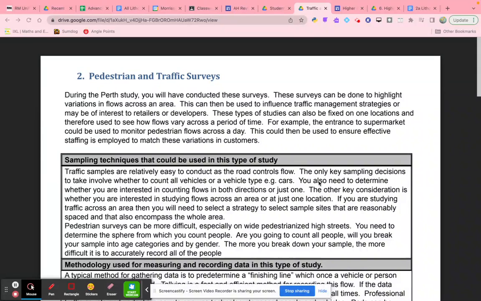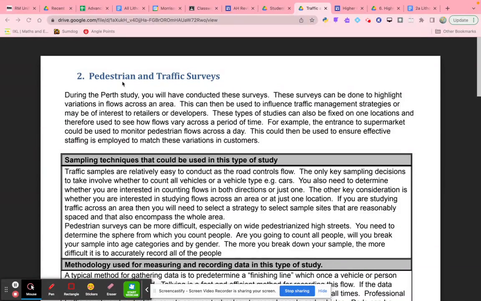Okay, this tutorial is going to review the data gathering and fieldwork methods associated with pedestrian and traffic surveys. We're going to consider these as both a joint surveying technique, but they can actually be independent techniques depending on the context of the study.